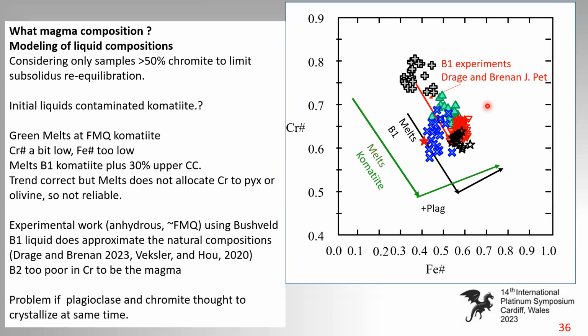What is clear is you can't have chromite and plagioclase crystallizing at the same time. They wouldn't have the right composition. You can have chromite, but then the chrome number should be down here. So you have to have the chromite and then crystallize the plagioclase afterwards. But that matches the textures anyway, so it's not a problem.